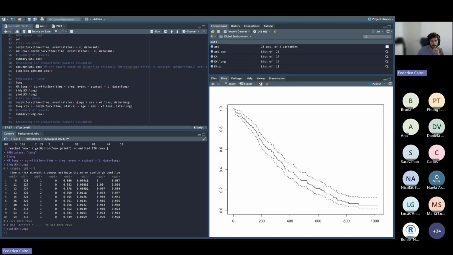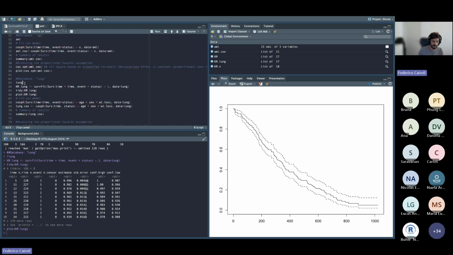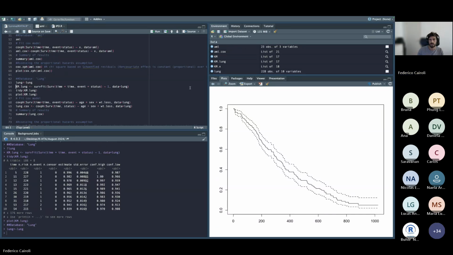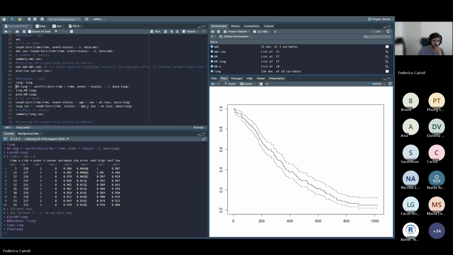But in this case, after this symbol, we are going to put 3 variables. Remember that in our original data set, we just have X as the treatment category. But here, let me show you also Lang as a data frame. So here in Lang, we have time, status, and different covariates. We are going to put focus on age, sex, and weight loss. Okay. So after adding age, to add more covariates, we put the symbol instead of comma.